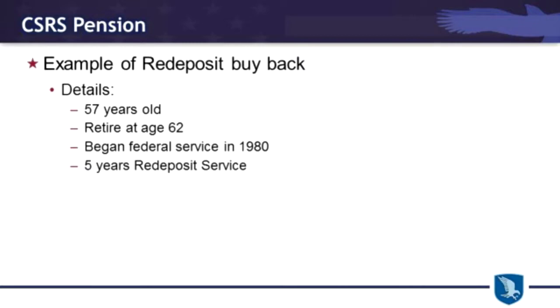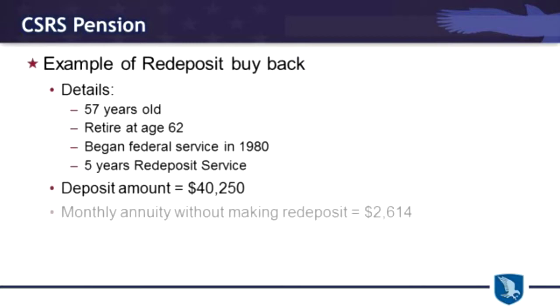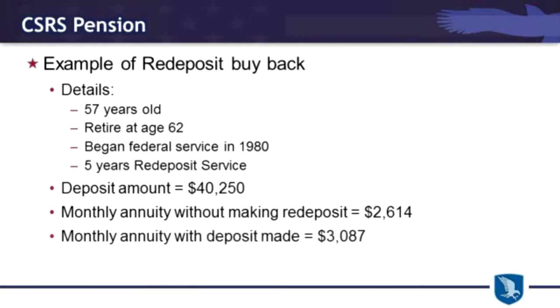The employee is 57 years old, retires at age 62, beginning federal service in 1980 and has 5 years of redeposit service. The deposit amount is $40,250. Without making the redeposit, his monthly annuity would be $2,614. However, in making the deposit, the monthly annuity becomes $3,087. With that difference, the break-even is just over 7 years. Typically, we will see a 7 to 10 year threshold for paying back the redeposit or refunded service.